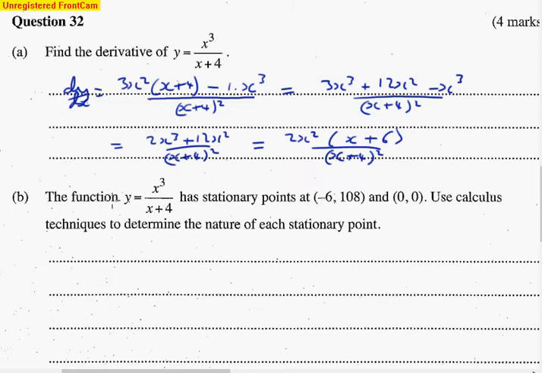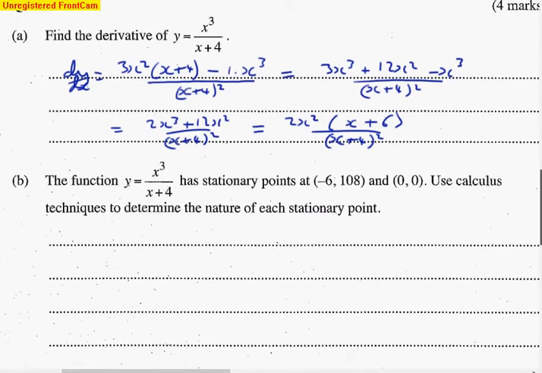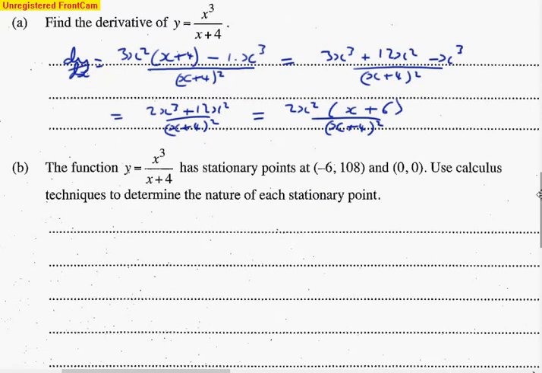Hello again. So here's the second part of question 32. This function has stationary points there and there. Use calculus to find the points. Okay, so I'm going to set up a gradient table. So I've got my x and my f dash of x, and I'm going to find some values.